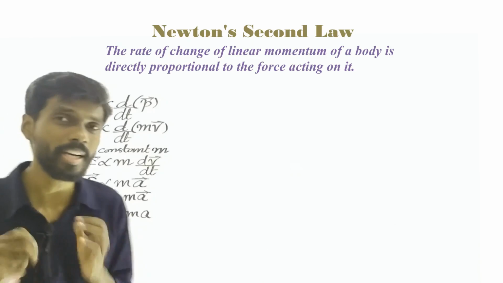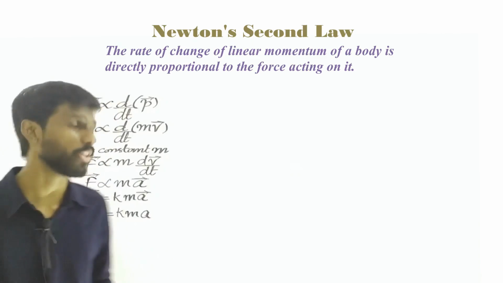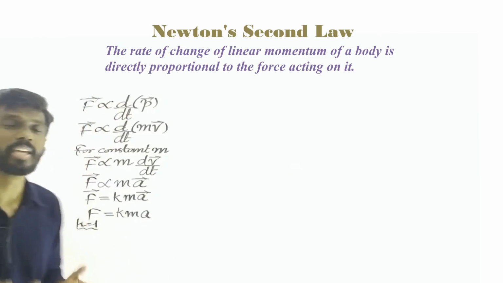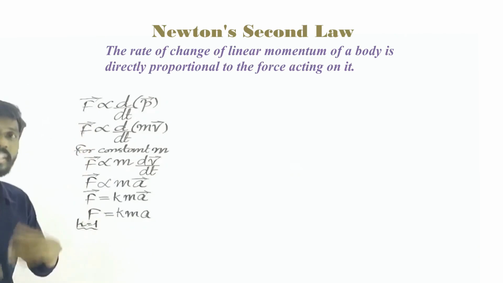No, we don't have the liberty to choose the value of k to be whatever we want. But Newton had that liberty because he was the one who defined force, so he could choose whatever value of k he wanted. So the value of k was chosen as 1. The unit of force can be adjusted accordingly.